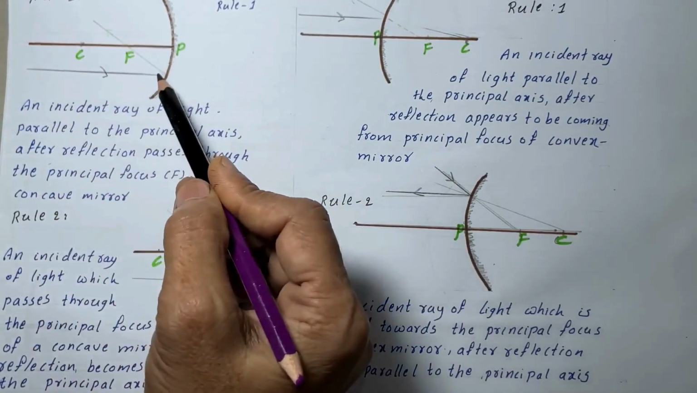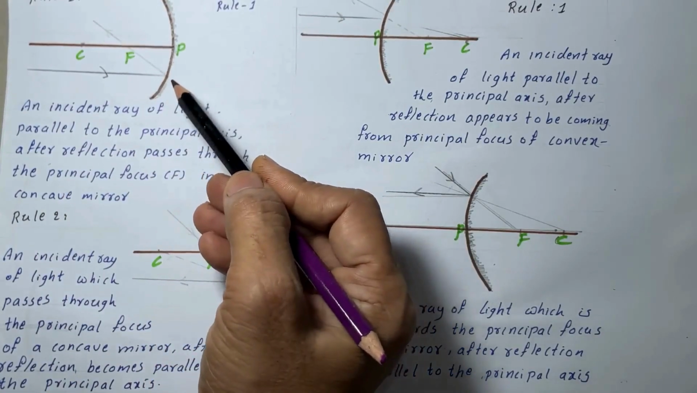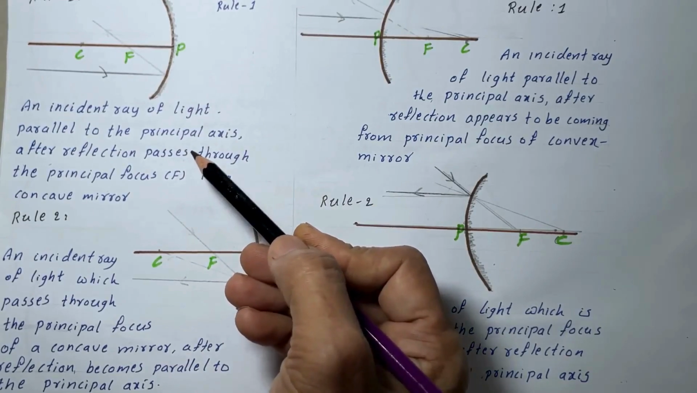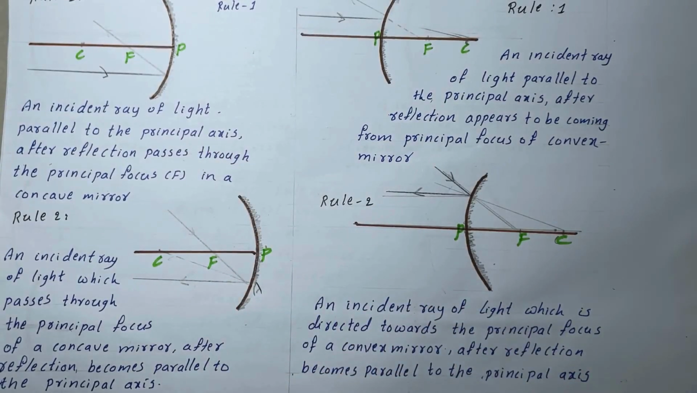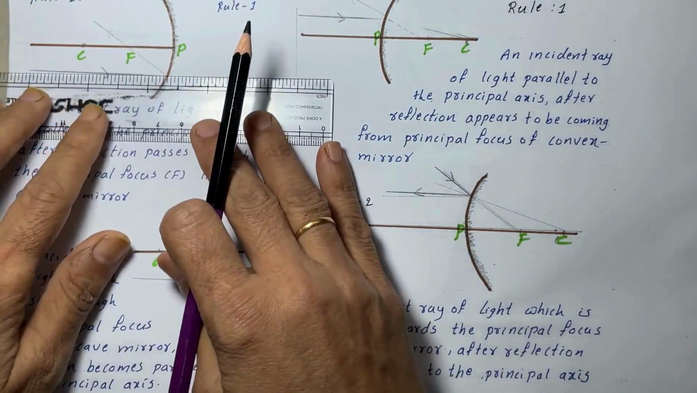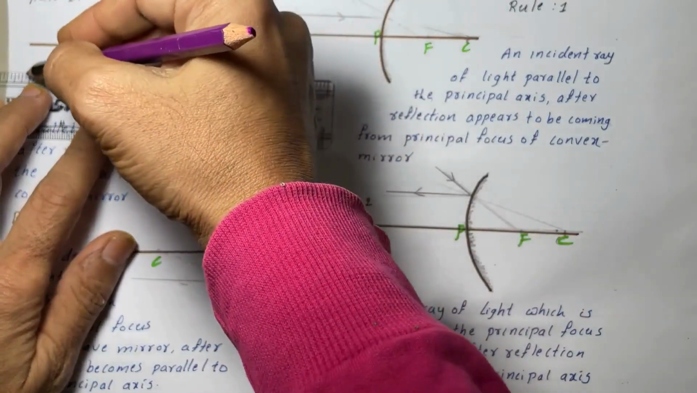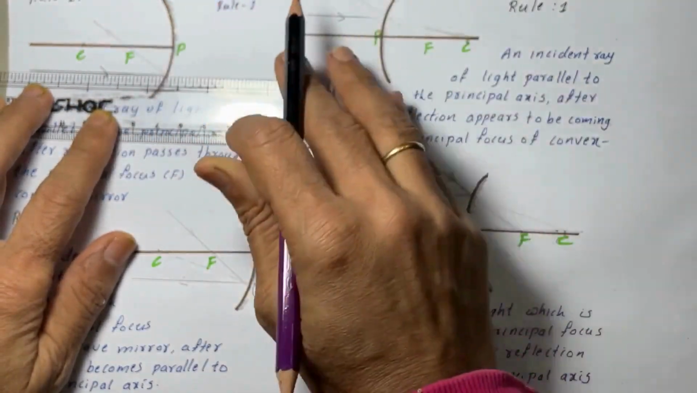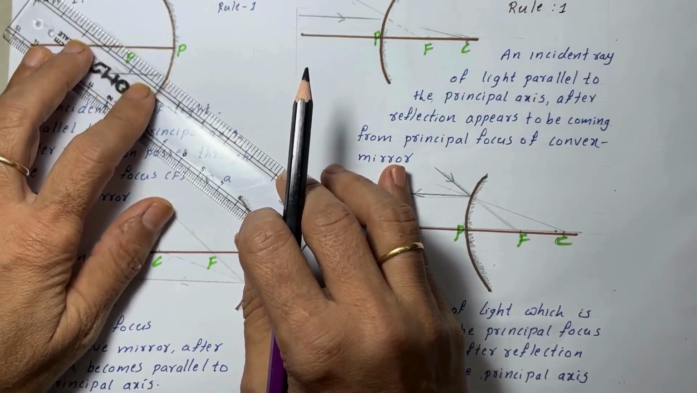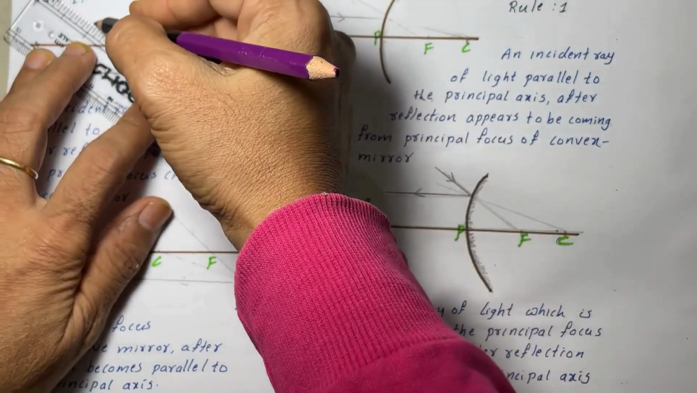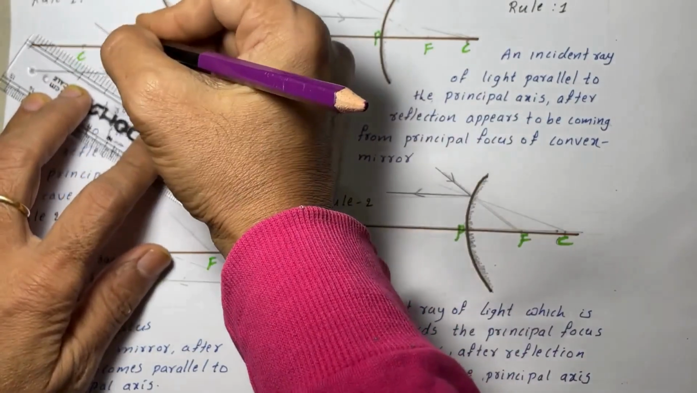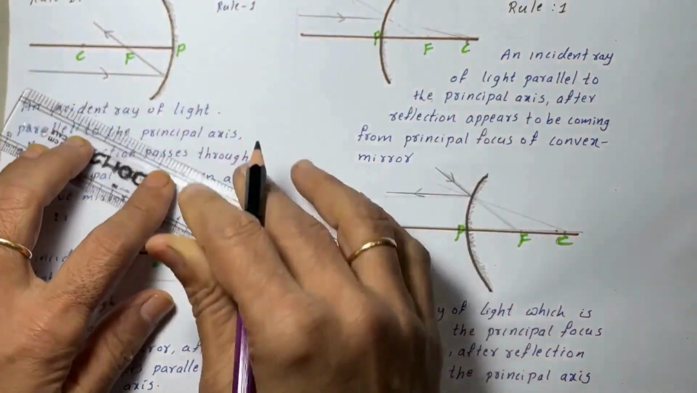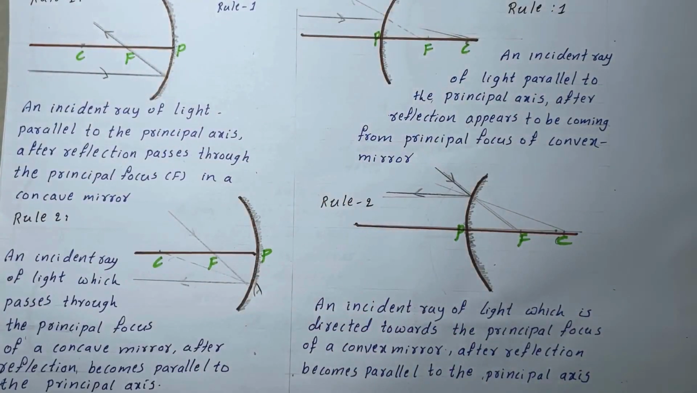An incident ray parallel to the principal axis after reflection passes through the principal focus. We know this from the definition of the principal focus or focus. The incident ray which is parallel to the principal axis after reflection actually passes through the principal focus in a concave mirror.